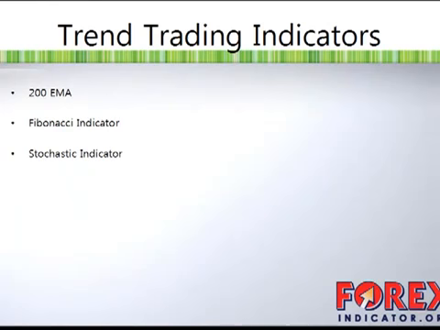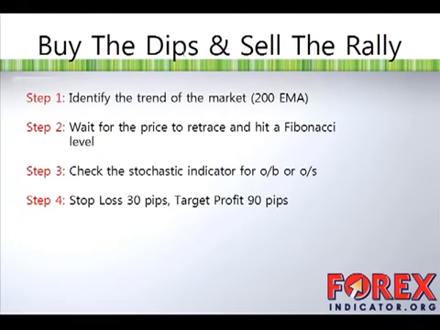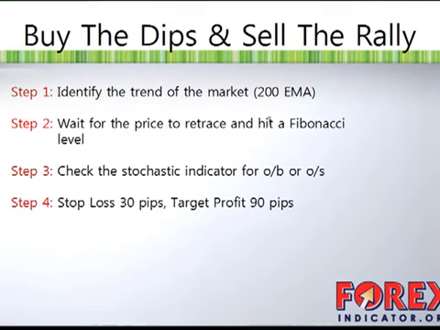So let's go through the steps to trade this strategy. I call this the buy the dips and sell the rally strategy. Why do we call this buy the dips? Basically, if you are in a strong uptrend, the price will retrace. As it comes down, you buy the dips. Every time it retraces, you buy the dips and make profit from it. If in a downtrend, when the price retraces, you sell the rally. You see that? You sell the rally. This is basically the whole idea of this strategy.